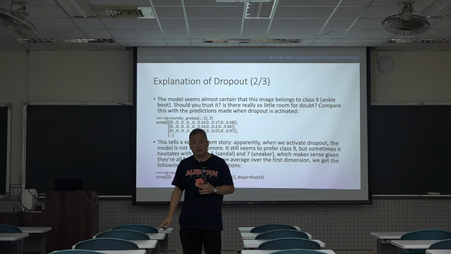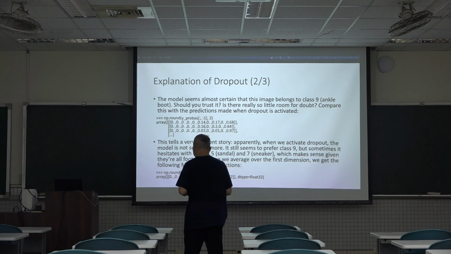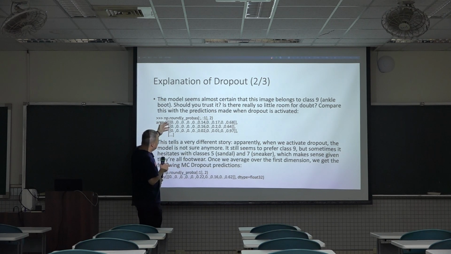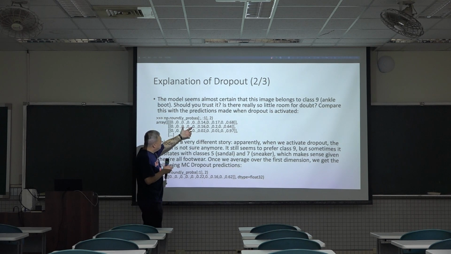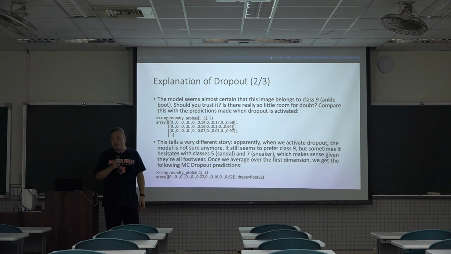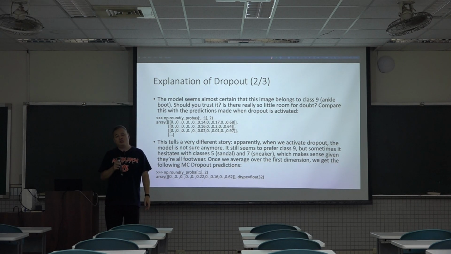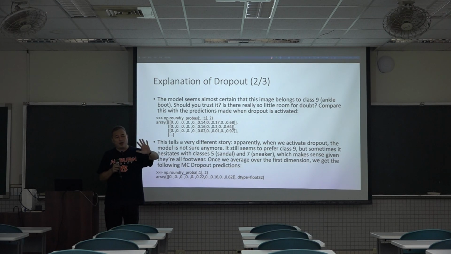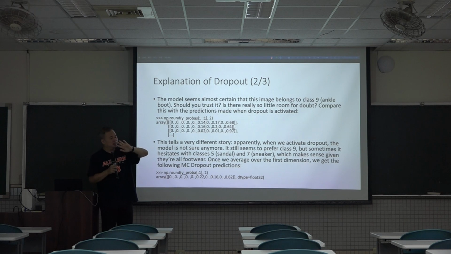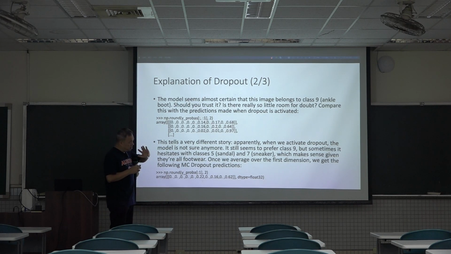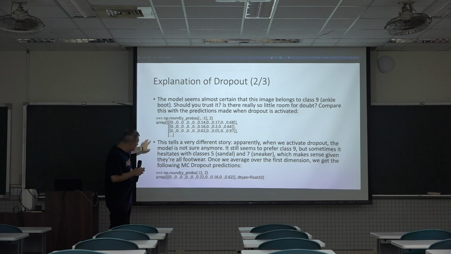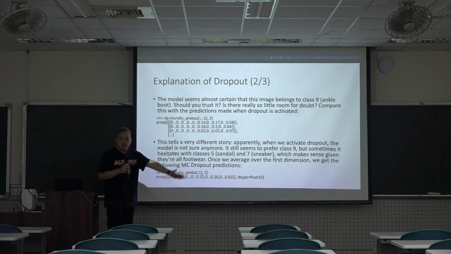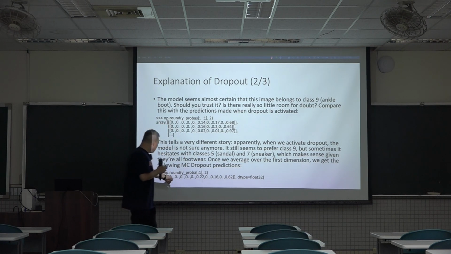So we are able to use the model to tell a different story: some other classes may also be possible. It gives you much more information than the original one that does not turn on the dropout. So if you do the average of those 100 inferences, the result is like this.